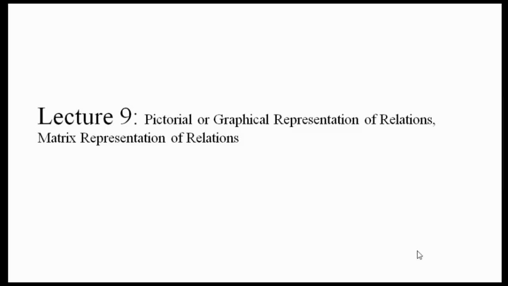...can be represented in a matrix form, and how we can improve this particular topic, which will relate to our computer science field. Okay. So as part of this, first we'll see the pictorial or graphical representation of relations, and the matrix representation of relations.